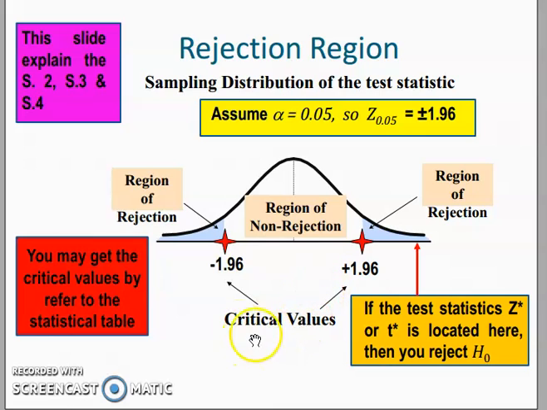Critical values are the values that we get from the statistical table. And the blue area here is the rejection region. So there's one rejection region on the right and one rejection region on the left for a two-tailed test. And in the middle part, this is the region of non-rejection. So if the test statistic, the one that we calculate, the Z star or T star, is located in this blue area, then the decision will be to reject H null.